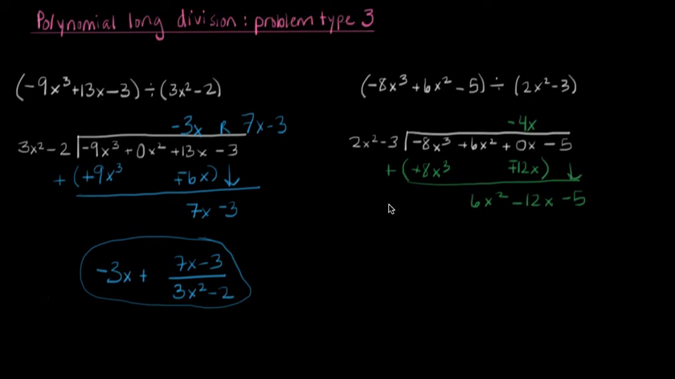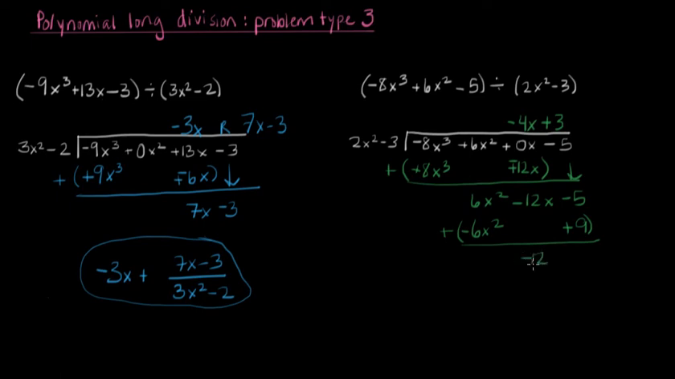Okay, now I want to divide this into this. So 6x squared divided by 2x squared is just 3, so plus 3 here. And then I'm going to multiply it back. So 6x squared minus 9. And I'm subtracting. I'll go ahead and distribute that negative sign into the parentheses. And this is 0, which it should be.